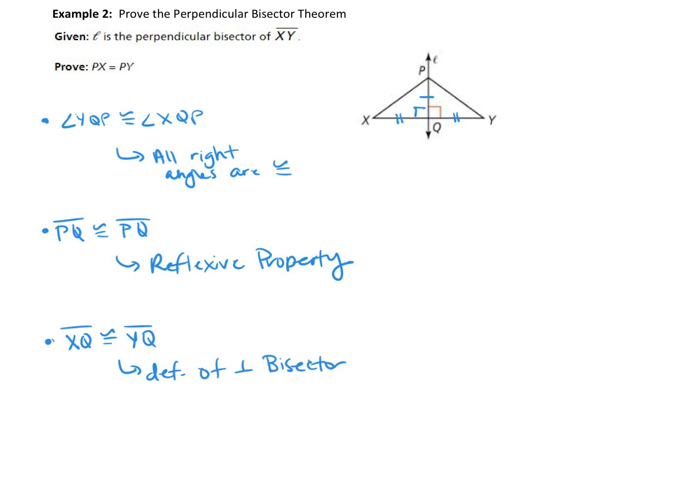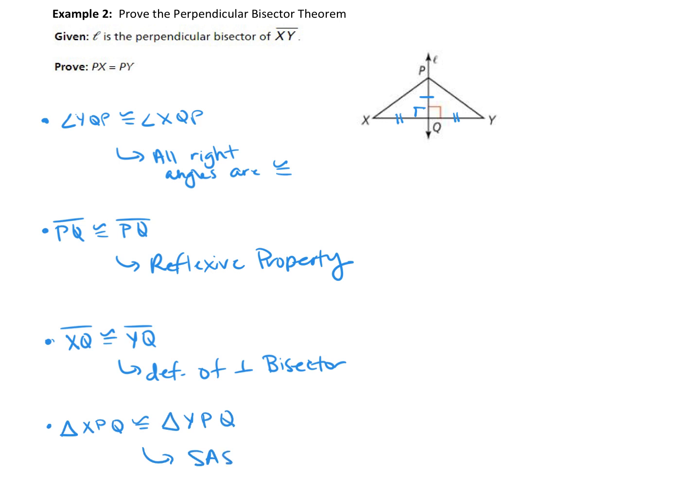All right, so what we notice, we've got two triangles with congruent sides and the included angle matching up to these congruent sides, or we have two sides that are congruent and the included angle. So we have congruent triangles. So triangle XPQ is congruent to triangle YPQ. And we know that those are congruent by side, angle, side.